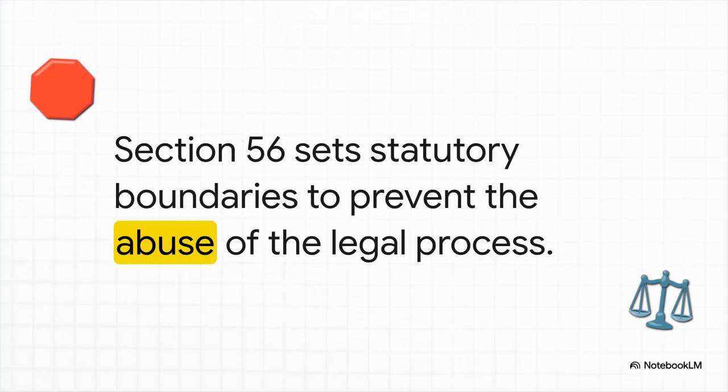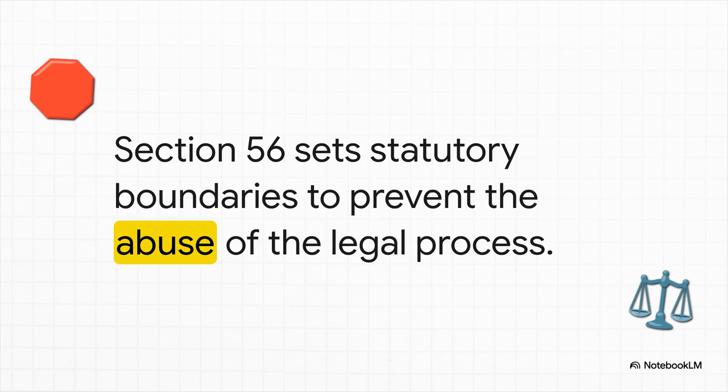We're shifting gears now from the proactive do's to the strict statutory don'ts. An injunction at its core is just a court order meant to prevent a wrongdoing. It's a super powerful tool to stop someone dead in their tracks. But because it's so powerful, Section 56 outlines some really strict statutory boundaries. And honestly, these boundaries are absolutely crucial to prevent the abuse of the legal process itself.